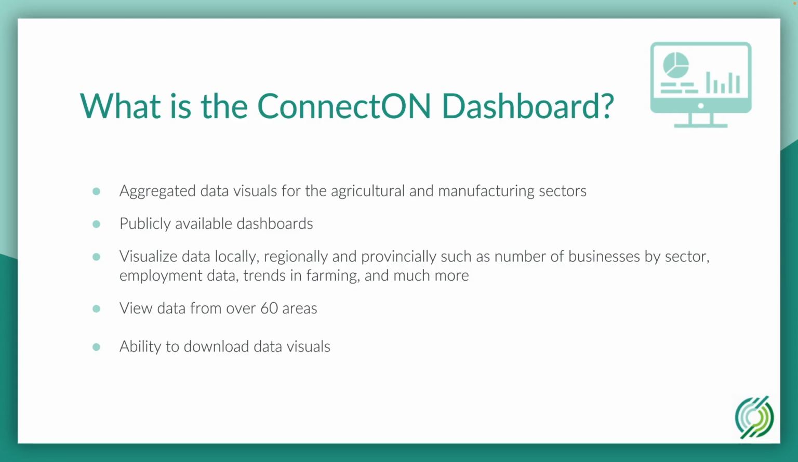The ConnectON dashboard is a publicly available visual representation of data for the agriculture and manufacturing sectors in Ontario. The dashboard enables you to visualize data locally, regionally, and provincially, such as the number of businesses by sector, employment data, trends in farming, and much more. Data is available to view for over 60 areas. The list is comprehensive, and we are working to include all areas in Ontario once the data is available. And lastly, you can download the data visuals in the dashboard for reference or use in reports and presentations.